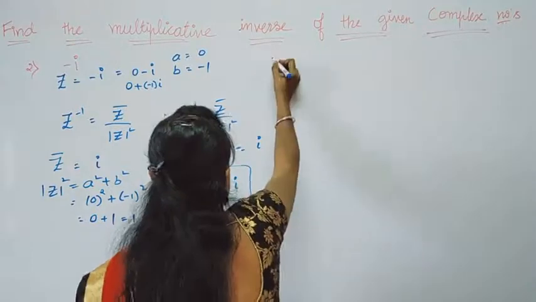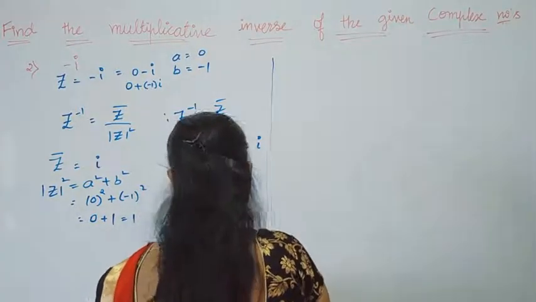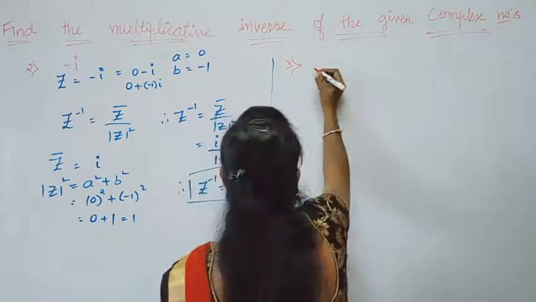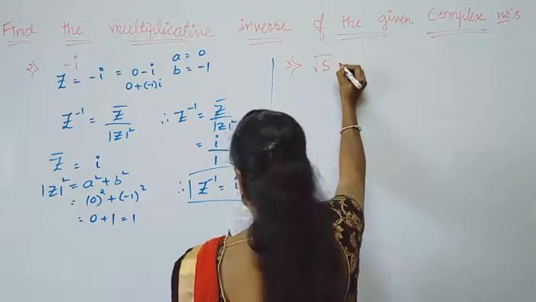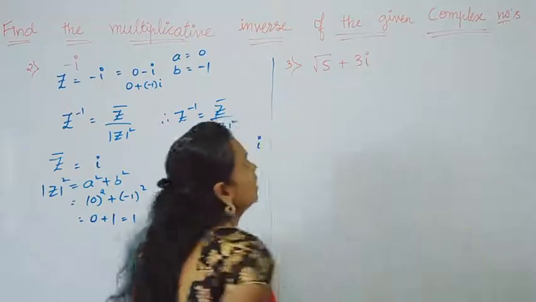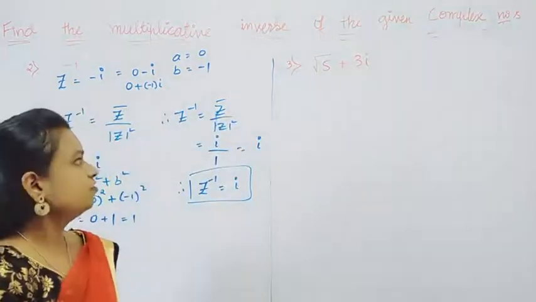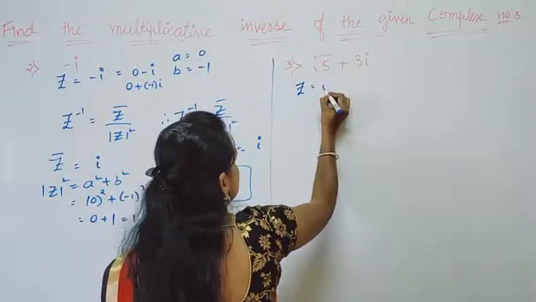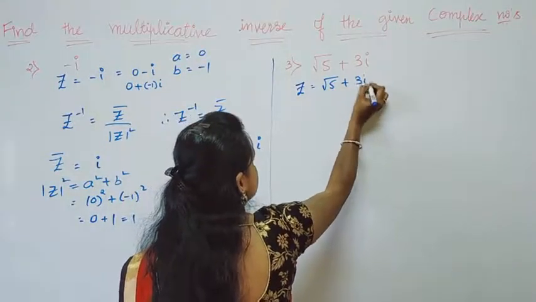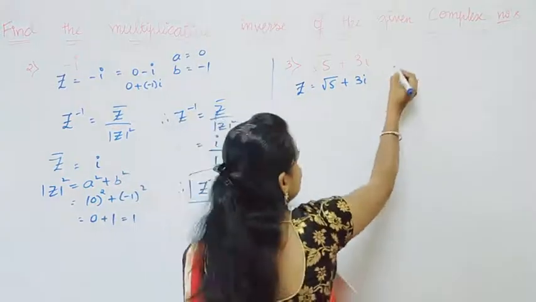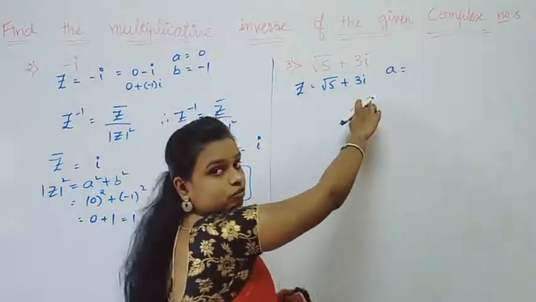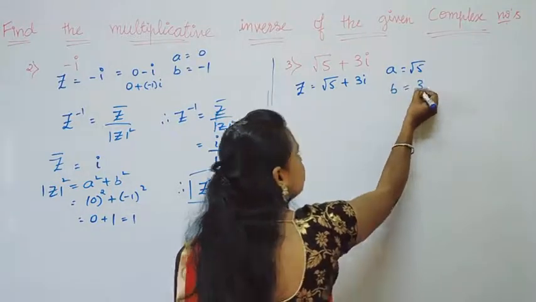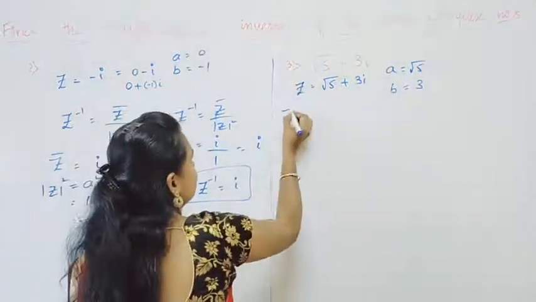So the third problem, find the multiplicative inverse of root 5 plus 3i. So find the multiplicative inverse of the complex number. Z is equal to what? Z is equal to root 5 plus 3i. Right. So here what is the value of a? So this is of the form a plus ib. a is root 5. b is equal to what? 3. So first find Z bar.